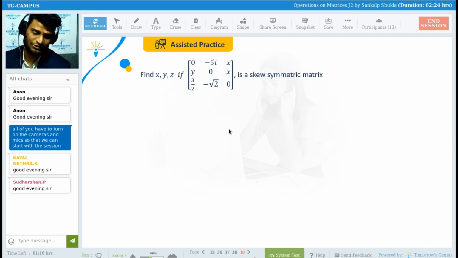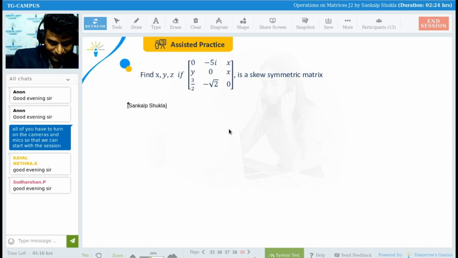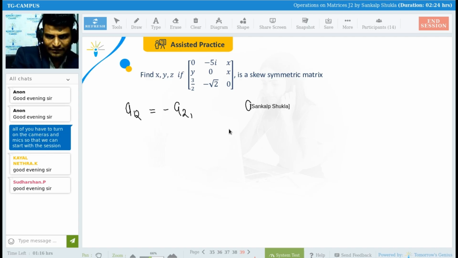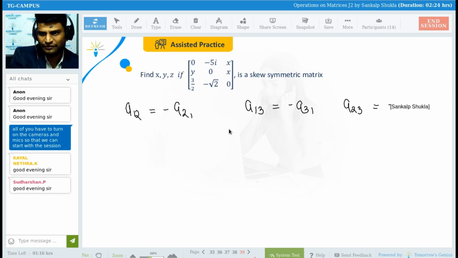This is exactly the same question that we have discussed now. The only difference is that in that question it was a symmetric matrix, and now in this question it is a skew symmetric matrix. Find x, y, z if this is a skew symmetric matrix. I know the conditions: A12 is always equal to minus A21, A13 is equal to minus A31, and A23 is equal to minus A32.